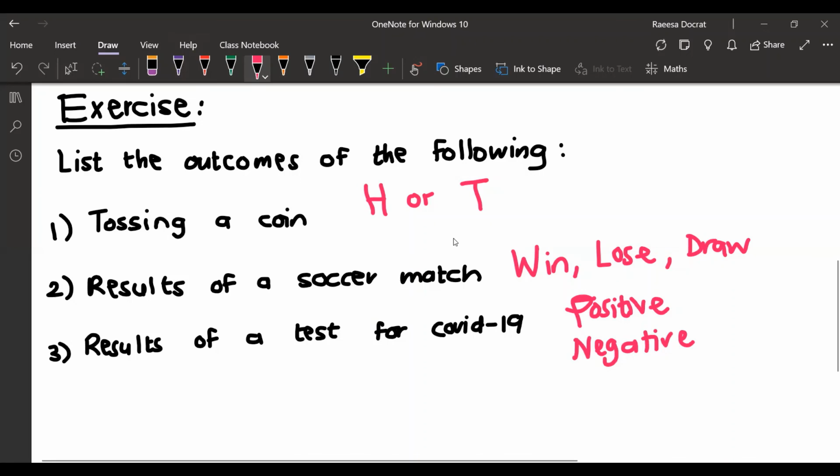Okay, so I hope that you've understood these two concepts of outcomes and events.